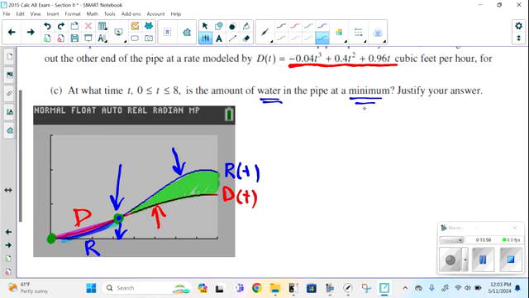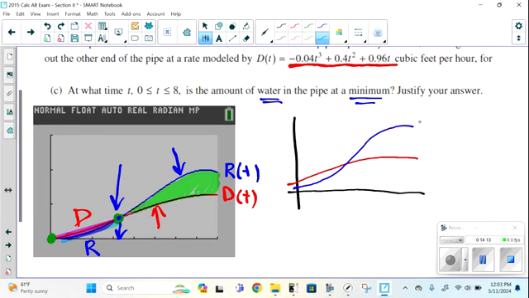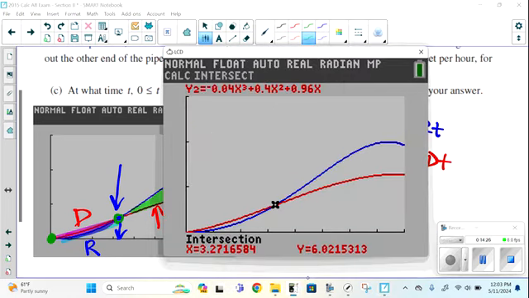So on your paper, you're probably going to want to sketch the graph. D of T kind of comes up, then curves down. And R of T comes down, kind of comes up and does this fancy thing here. Here's R of T, here's D of T, and this right here is at 3.272.